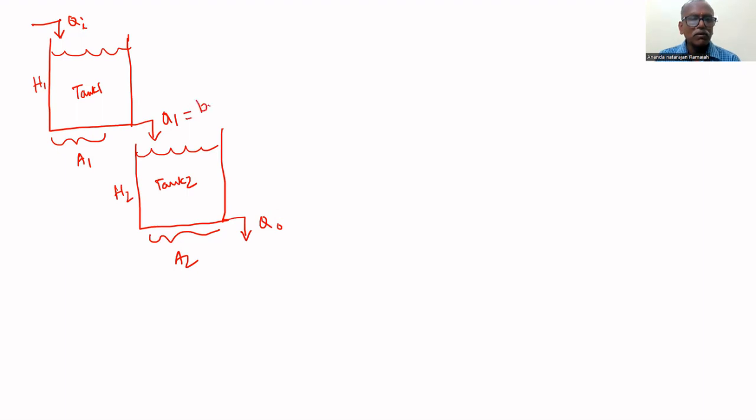Q1 is B1 times square root of H1. This is the outflow rate from tank 1. The outflow rate from the second tank is B0 times square root of H2. Here, the outflow rate of the first tank is B1 times square root of H1. The outflow rate of the second tank is B0 times square root of H2.